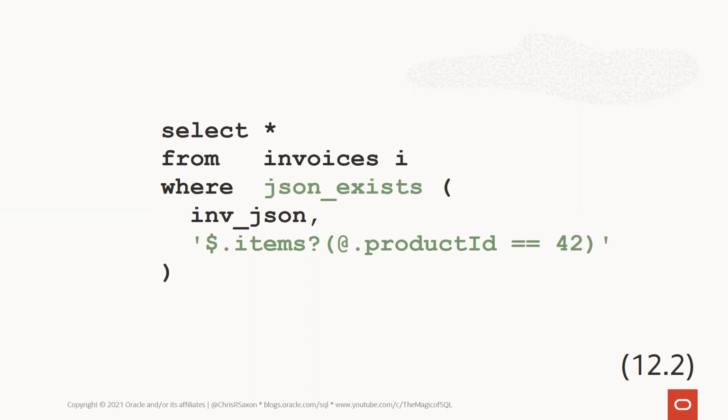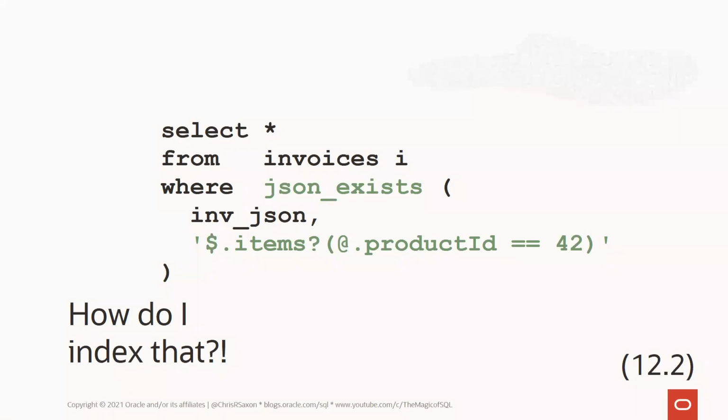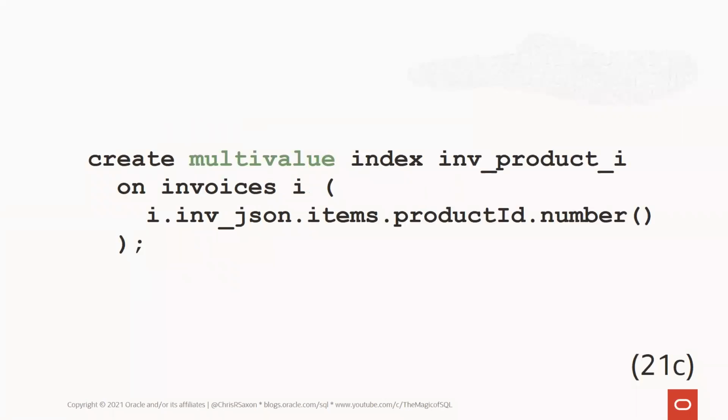So that's nice, but an interesting question is, how do we then index this? How do we ensure this uses an index? How do we get the values out of that array? Well, again, in 21C, we've now got a new index type, a multi-value index. This is specifically for items within a JSON array stored in a particular column.